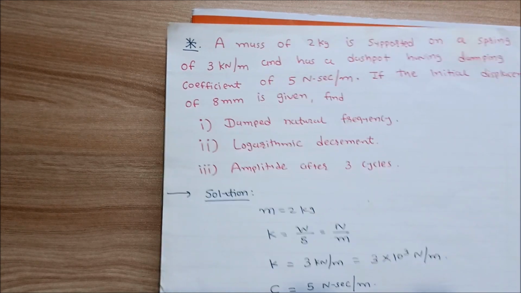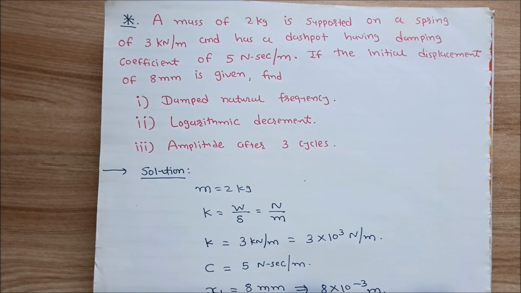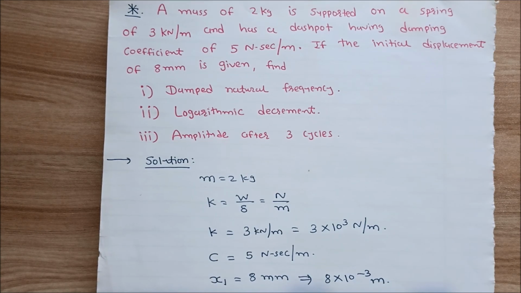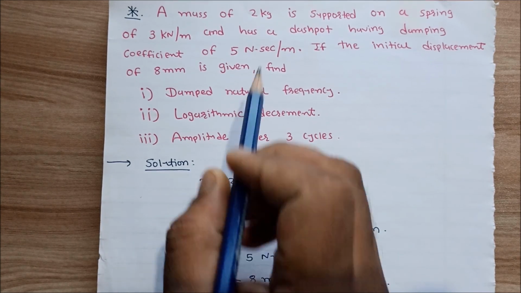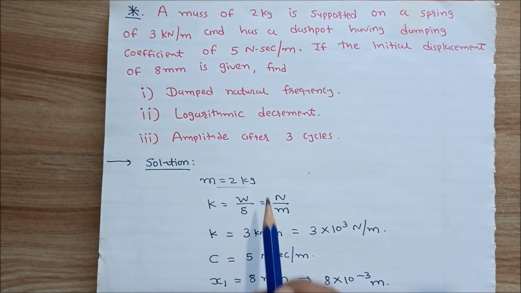So here in our question, the data given is: a mass of 2 kg is supported on a spring of 3 kilonewton per meter and has a dashpot having damping coefficient of 5 newton into second per meter. If the initial displacement of 8 mm is given, find damped natural frequency, logarithmic decrement and amplitude after 3 cycles. So here mass is given as 2 kg. So first we write m is equal to 2 kg.